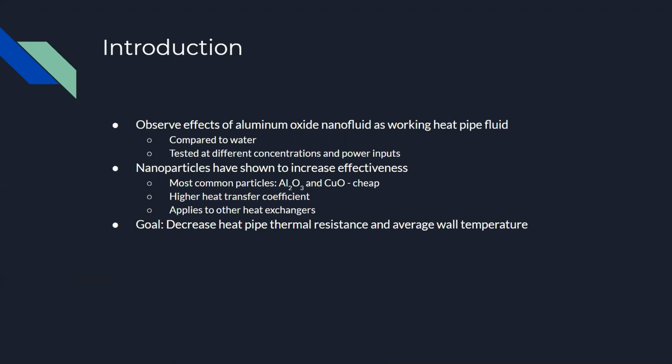In the beginning of the paper, they talk about how nanoparticles have been shown to increase the effectiveness. The most common nanoparticles are aluminum oxide and copper oxide because they're the cheapest. Several papers talk about how higher heat transfer coefficients have been achieved using nanoparticles in the working fluid. And the papers talk about how the nanofluid applies to other heat exchangers, not just heat pipes, such as double pipe heat exchangers, double plate, and shell and tube. And the overall goal of this experiment was to decrease the heat pipe thermal resistance and average wall temperature.